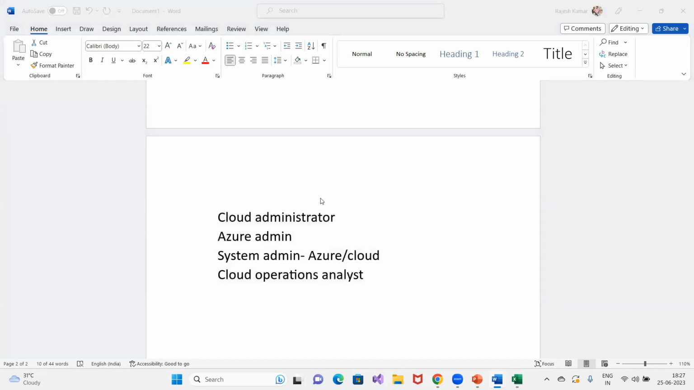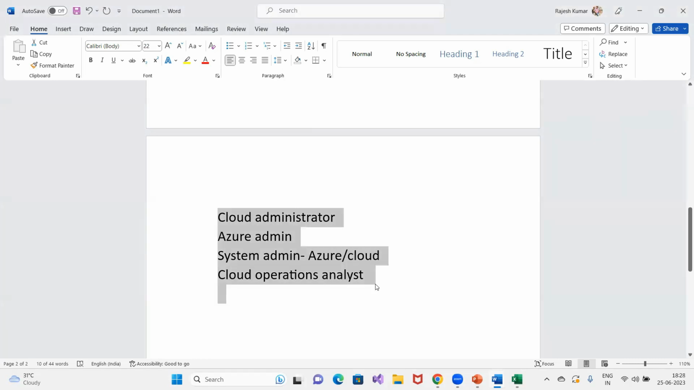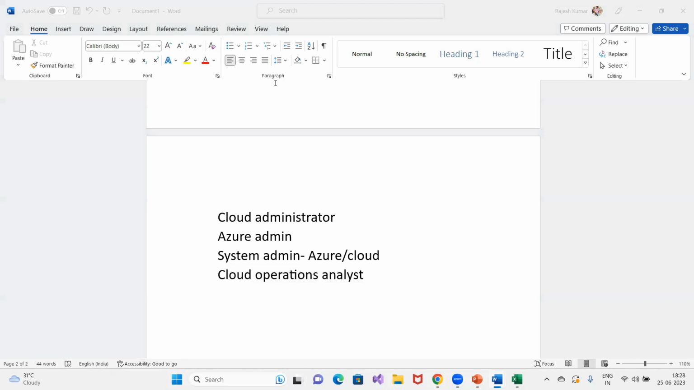Lokesh is asking a question, can we move from cloud admin to DevOps in future? Yes. In order to become a DevOps engineer, you should have experience on cloud. Without cloud, you cannot work on DevOps because DevOps is completely on the cloud. When we do development operations, we do it on the cloud platform. So you should have experience on any of the cloud platforms, then you can switch to the DevOps field. Even if in future you want to move to the Kubernetes platform, the AKS, the orchestration, you can also do it, but you should have prior experience of the cloud.